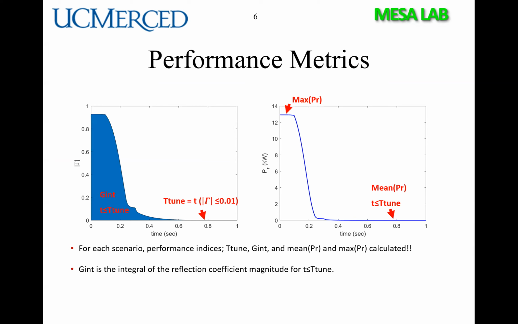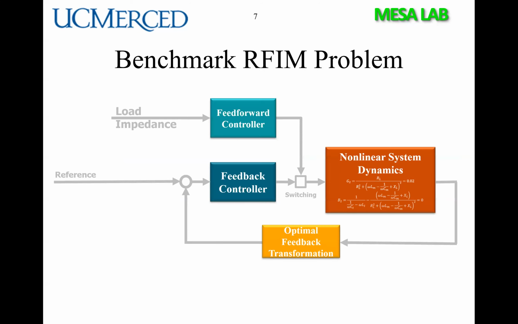For the rest of the work, we define 4 performance metrics. You can see the reflection coefficient and reflected power graphs as a function of time here. And we define 4 performance metrics, including the tuning time, integral of the reflection coefficient, max reflected power, and mean reflected power within the tuning time.